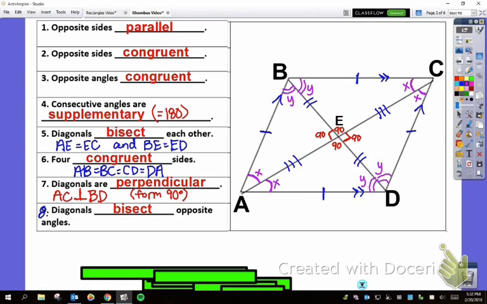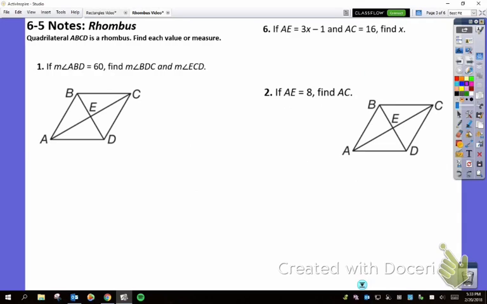Okay, so remember that our diagonals bisect opposite angles. As we continue on, we're going to keep talking about these properties to solve problems. Now, I'm not going to cover everything, but this is a good reference for you to come back to. Remember, we are talking about rhombus. You'll also hear this called rhombi sometimes, because that's the plural form of rhombus.